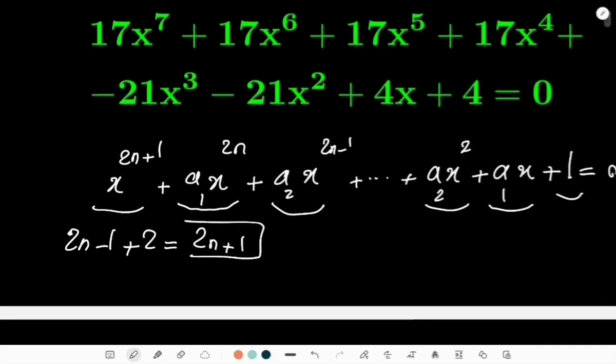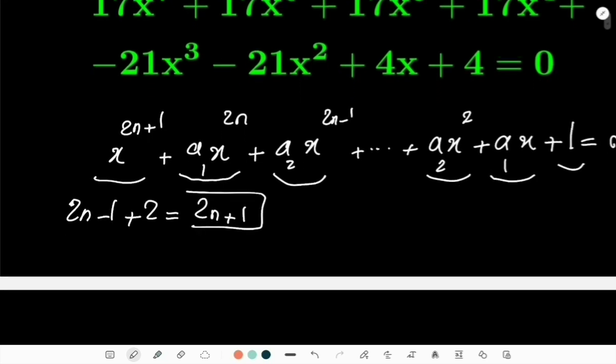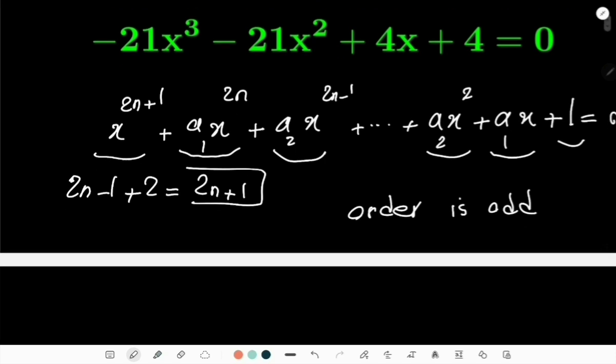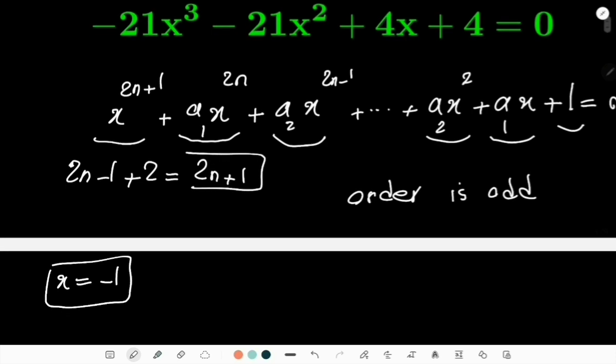So what is so special about these equations in general when the order is odd? So here 2n plus 1 is odd. Okay, it's an odd number. The interesting thing about them is if you put x equals minus 1, then you get 0. In other words, x equals minus 1 is an answer. How do I know that? We can just do it.